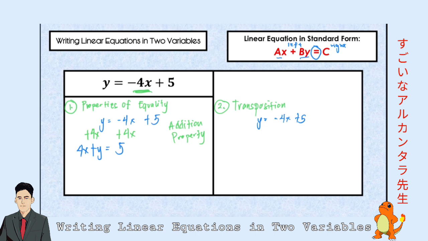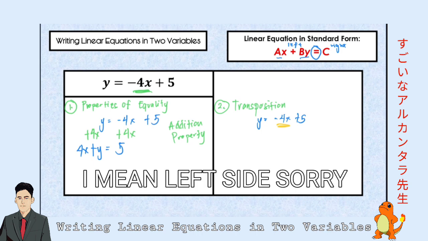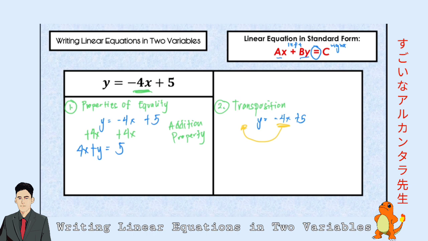So what we're going to do here again is the same thing. We want this negative 4x to be on the left side. So what you're going to do is simple. You're going to move it to the right side. Write it on the right side. But when that happens, it should become positive. You will still arrive with the same answer.